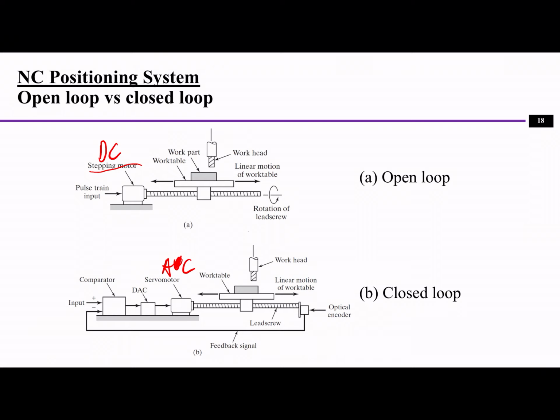And for the closed loop, we have some kind of sensor feedback. For example, an optical encoder that can measure the distance the work table has moved, and then we send this information back to the comparator, where you compare the original point to the current point, and then you can calculate, okay, where is the machine right now, and how much you're going to move next. So this feedback signal can be used in the control. This is called closed loop control.